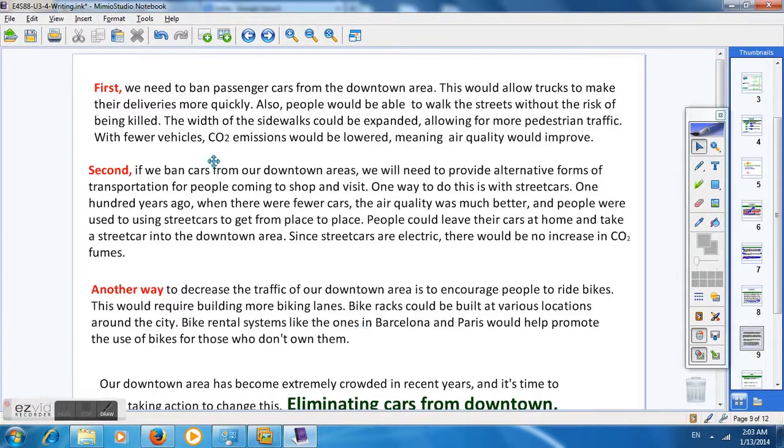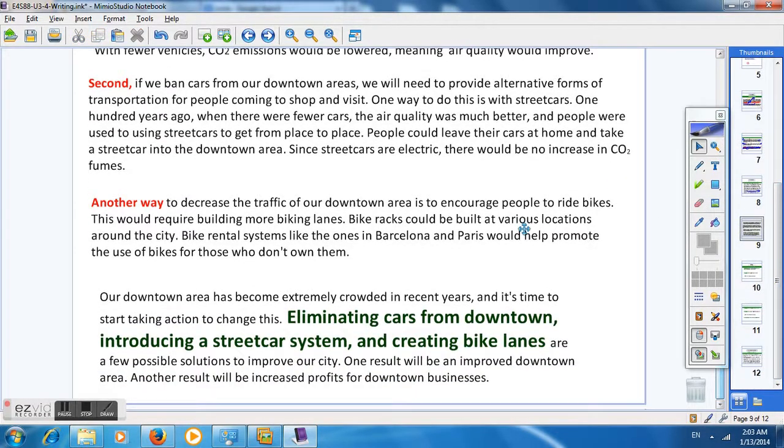Let's take a look at the writer's suggested solutions again. First here, right? Second here, and "another way" for the last suggested solution. So in short, these are the suggested solutions: eliminating cars from downtown, introducing a streetcar system, and creating bike lanes.